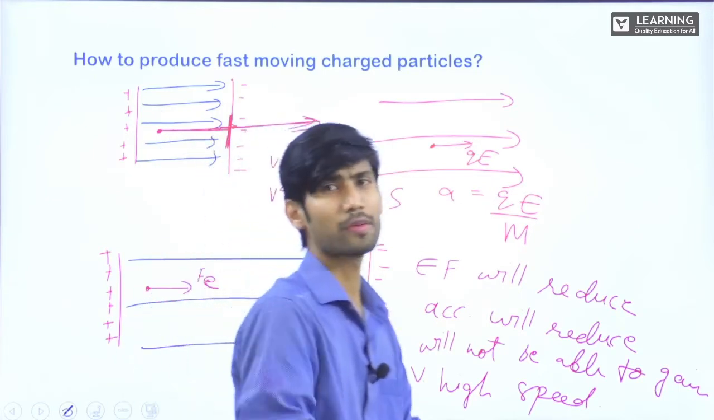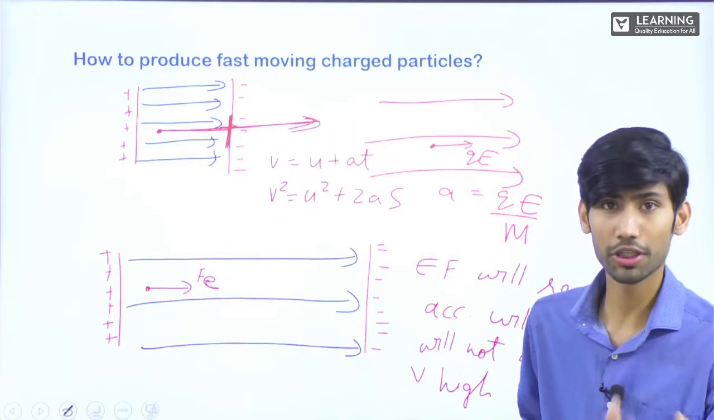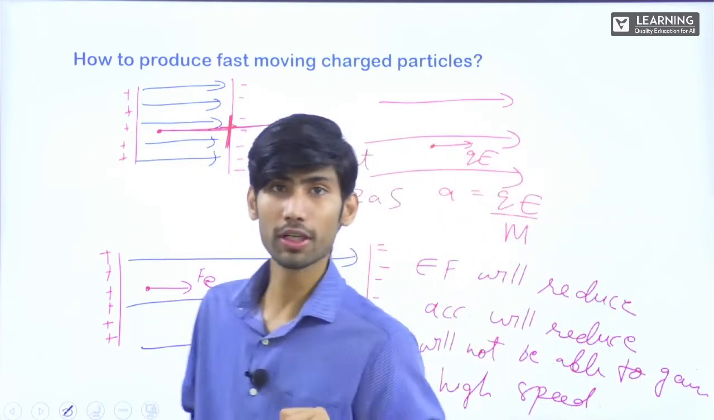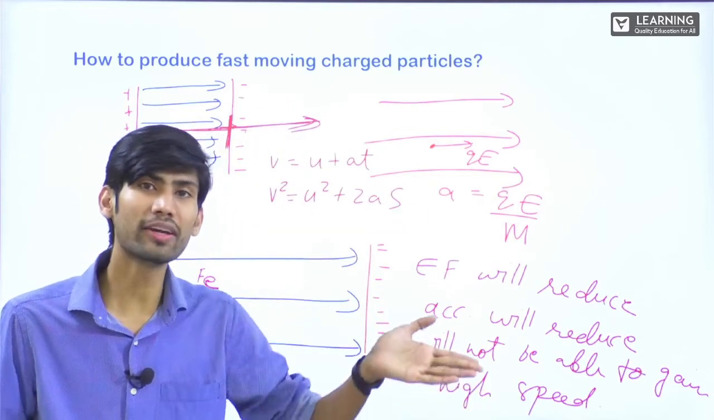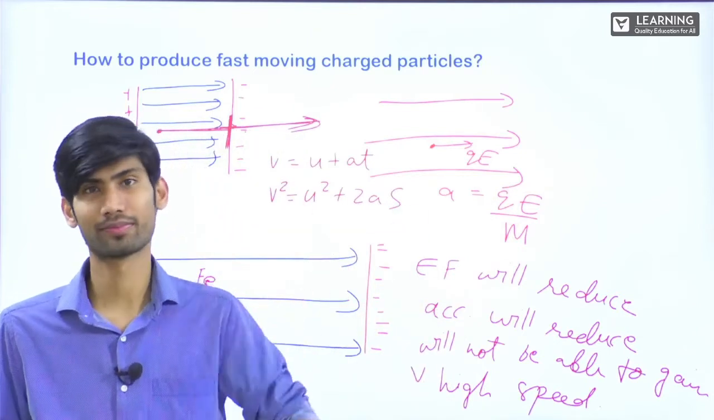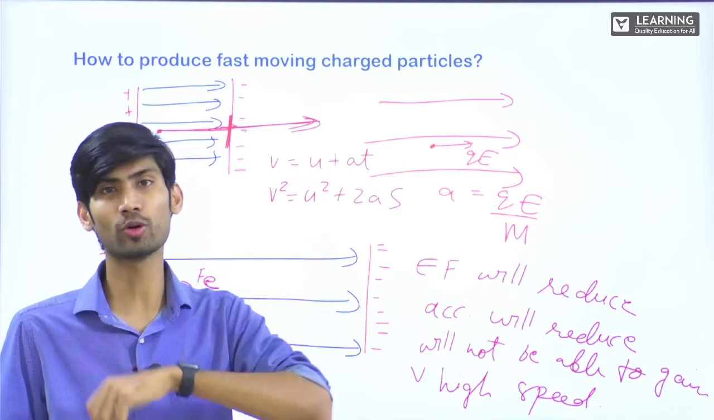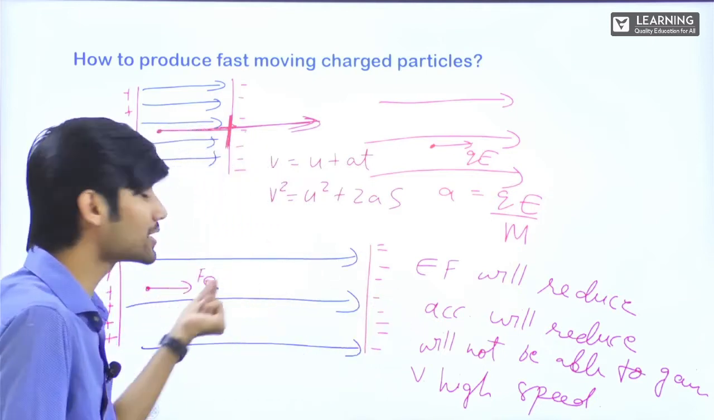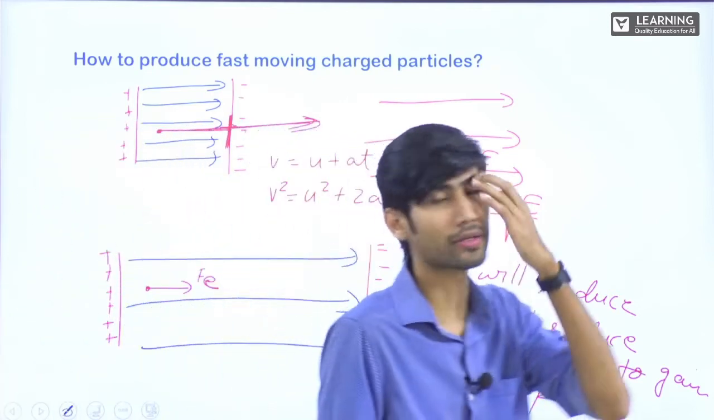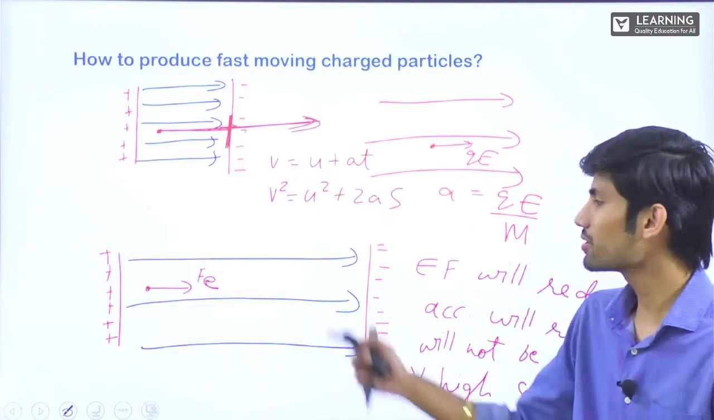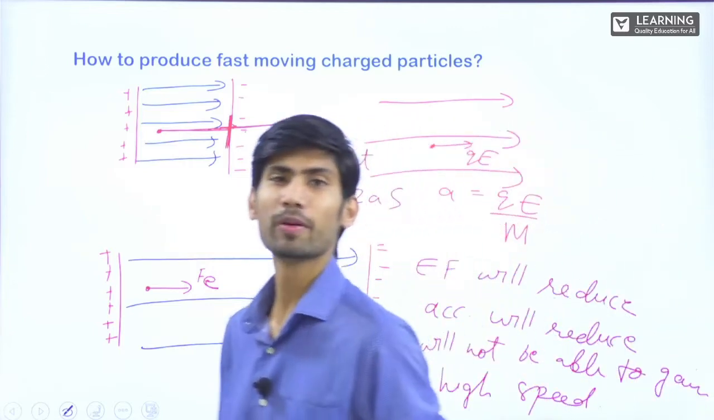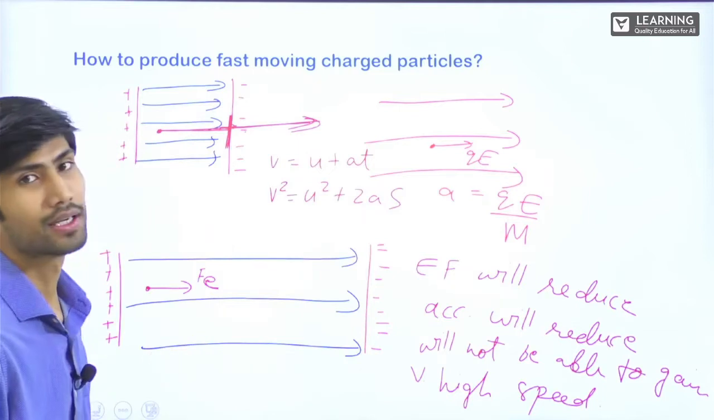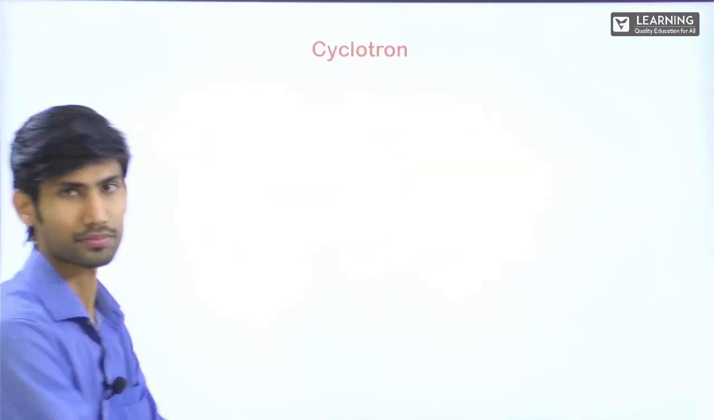So certain experiments were done, then the scientists came up with a machine. So in that particular machine, they are using magnetic field and electric field both. And with the combination of both, they are keeping this particular charge into electric field for a longer duration. Alright, because of which it is able to gain very high speed. Now let us study what is cyclotron.